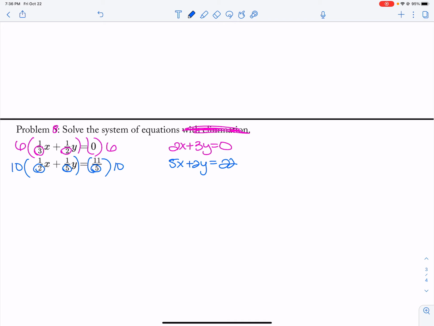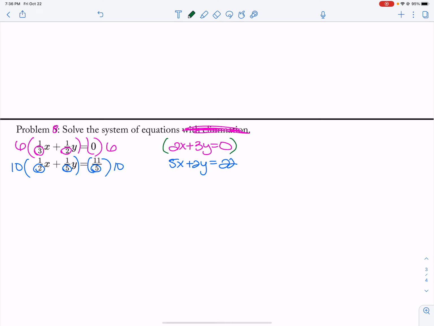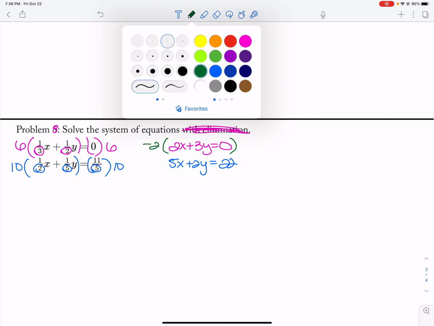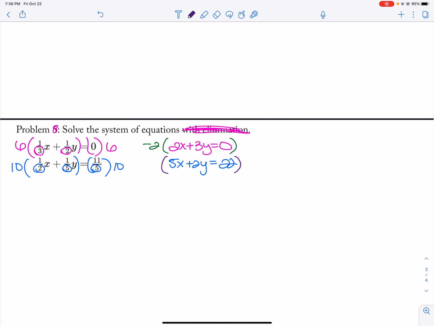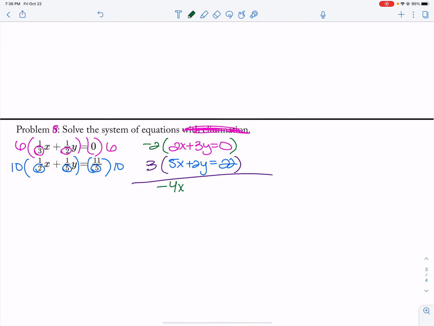All right, so now I look vertically, and it's not like one's positive, one's negative. It doesn't matter which way you go. You can cancel out either x or y. I just automatically thought about canceling out x just because that's how my brain went, but it doesn't make any difference. So I'll do a -2 in the top and a +3 in the bottom. That gives me -4x minus 6y is equal to 0, and in the bottom, 15x plus 6y is equal to 66.